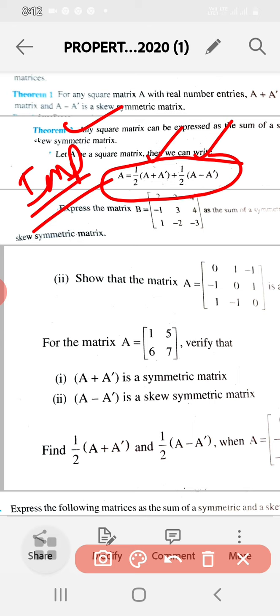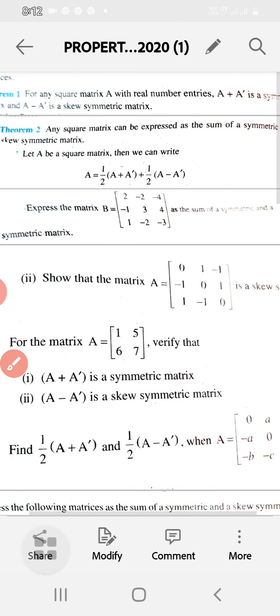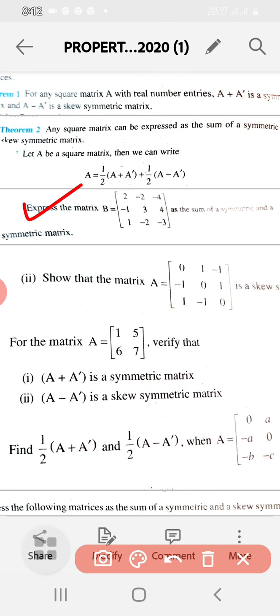Okay, so here, see, one example is given here. Express the matrix, so here first row is 2 minus 2 4, minus 1 3 4, then 1 minus 2 minus 3 as the sum of symmetric and skew symmetric matrix. Okay, sum of symmetric and skew symmetric matrix.